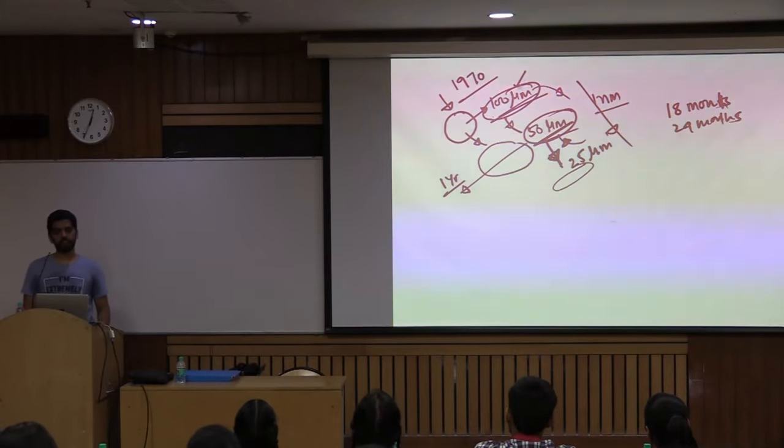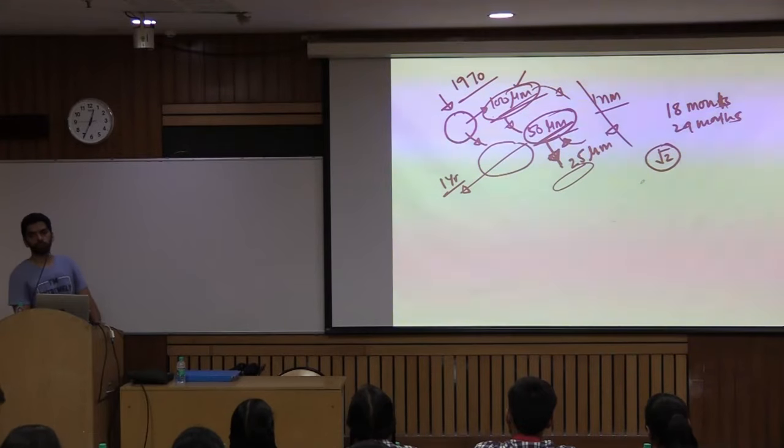These dimensions are generally termed as technology node. So they have reduced the dimension by a factor of root 2 in every 18 to 24 months, and this was also very significant.